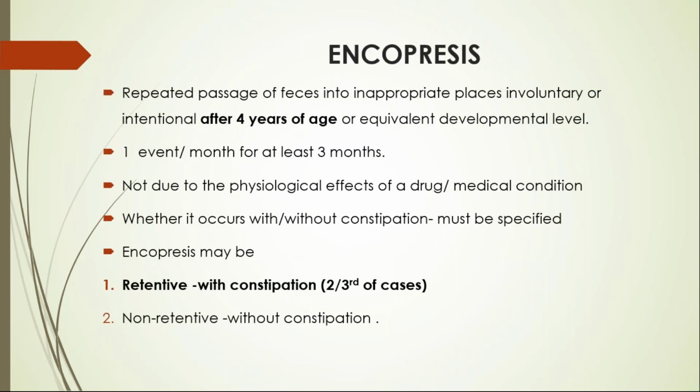So next is your encopresis. Encopresis, as the name suggests, is passage of stool after 4 years of age, or the equivalent developmental age. And as we say, it is at least one event per month for at least 3 months. Okay. So here also, what is most important is your constipation.